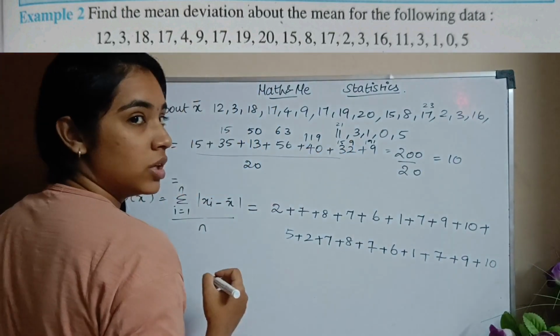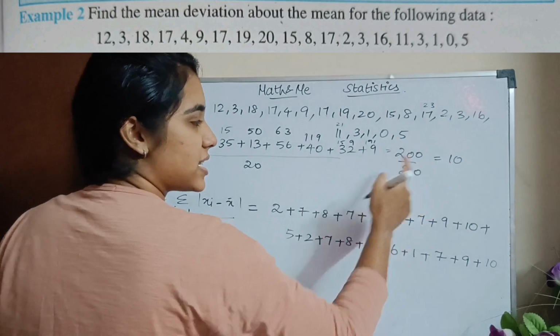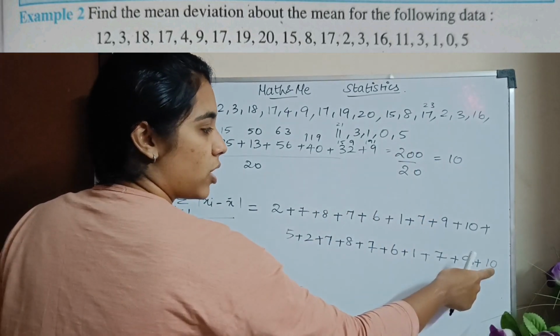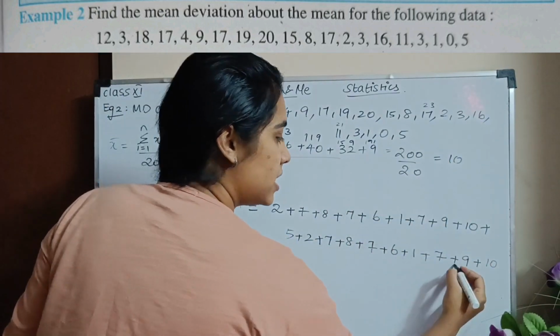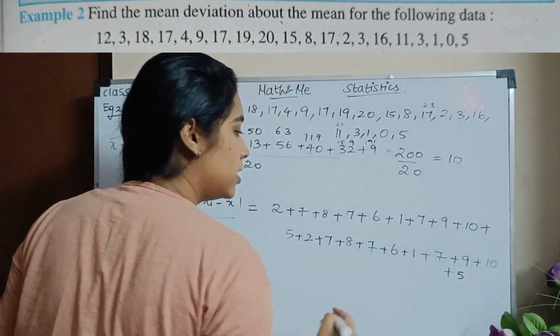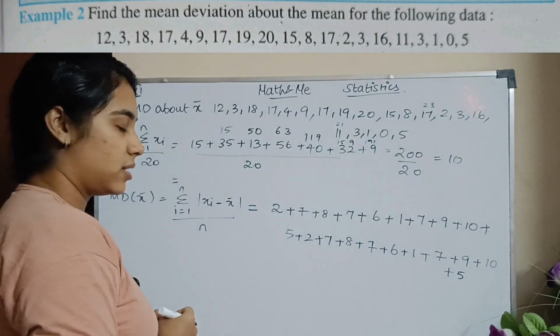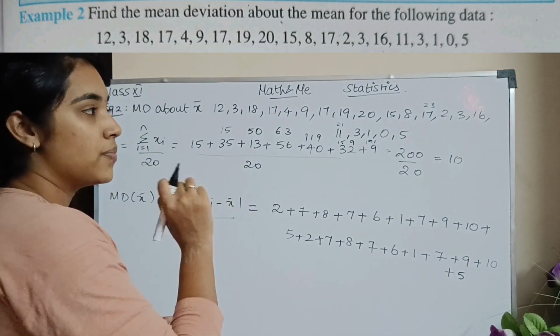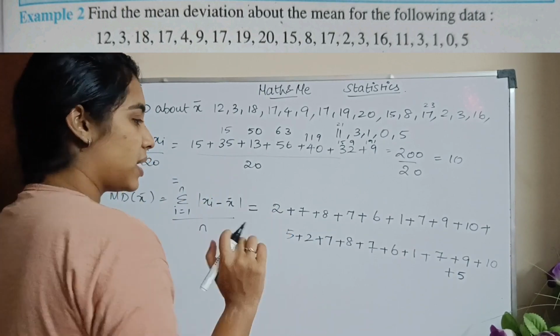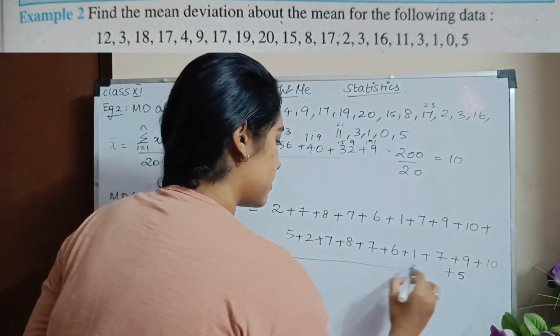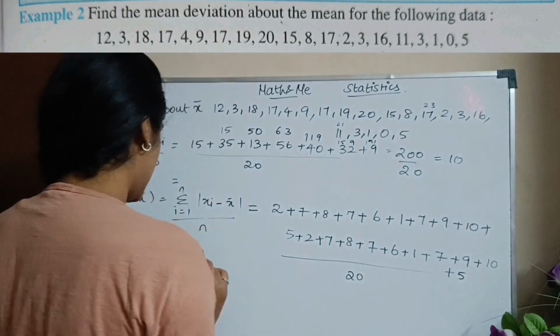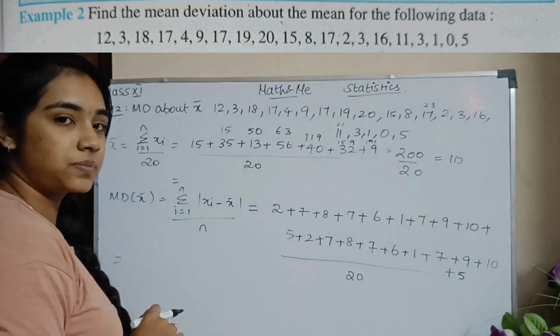Don't omit the value; that one is also there. 0 minus 10 is minus 10, and the absolute value of minus 10 is 10. Then 5 minus 10 is minus 5, which is plus 5. You have to take the modulus, the absolute value of all the differences. Don't forget. The whole divided by what is your n value? 20. Now you have to add all these values.